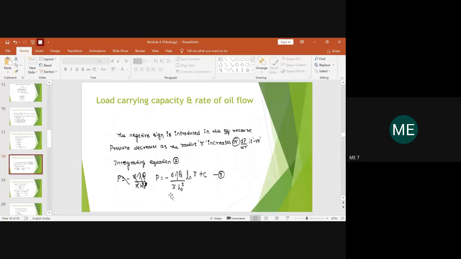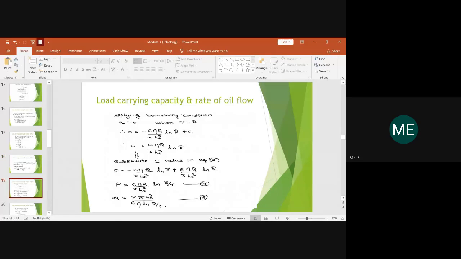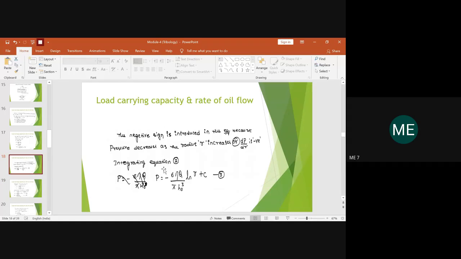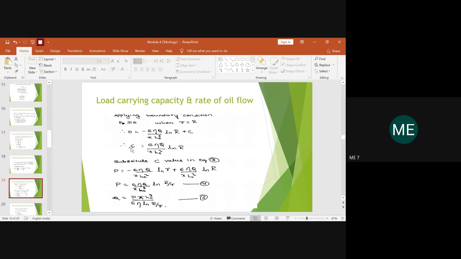In this equation, you come back and substitute the value of C which you have got. The first part will remain the same. Only in the part C, you will be writing 6 mu q by pi h naught cube into log of R. So now the equation gets changed this way. After this, you have your log R and log capital R, so these could be clubbed together. You can write P is equal to 6 mu q by pi h naught whole cube into log of capital R by small r. This is the common factor you can take.